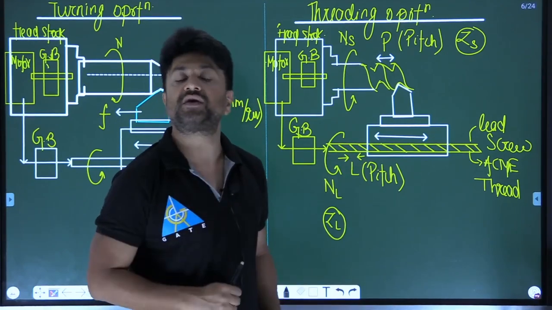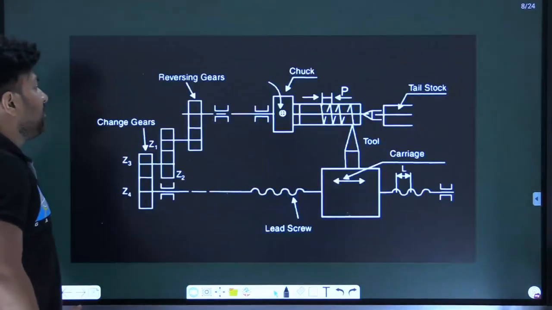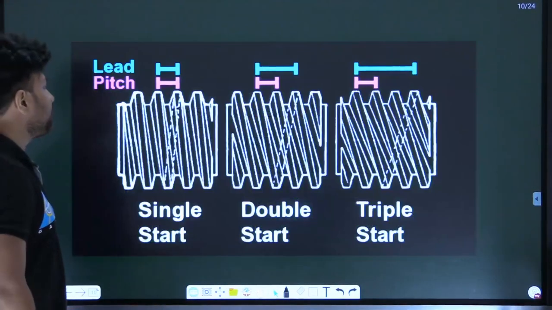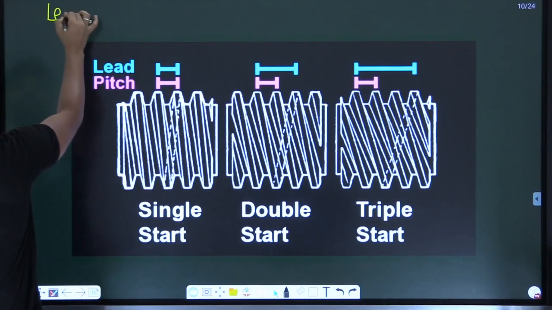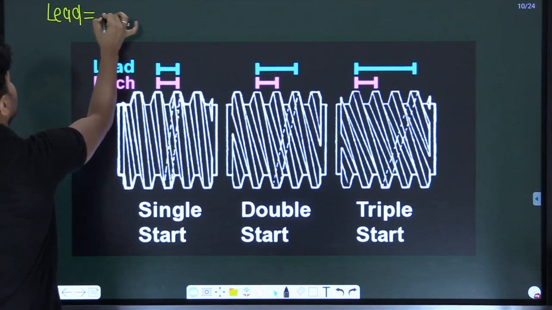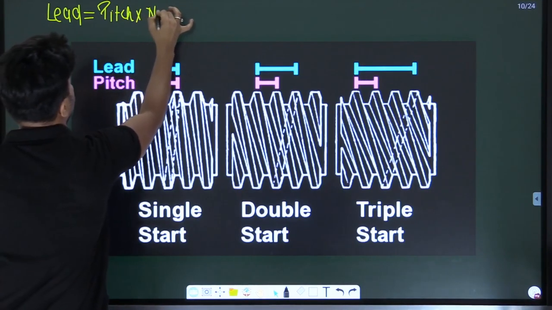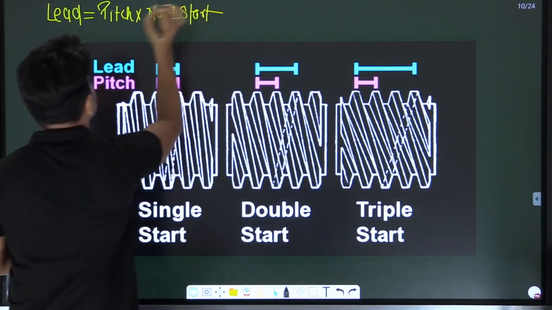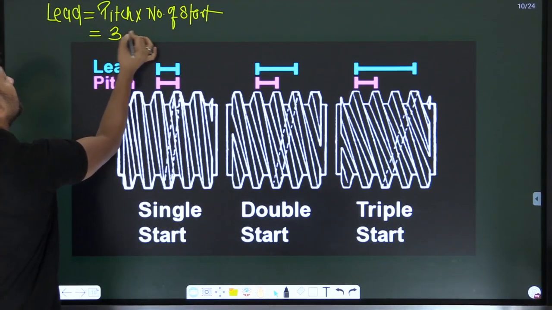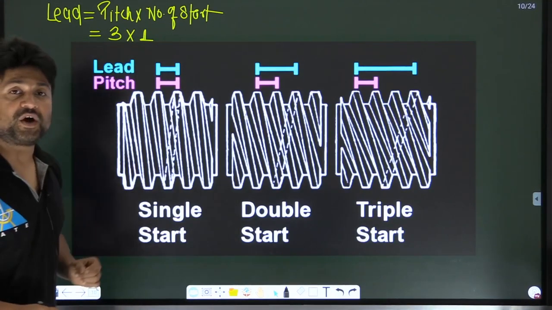Now the question is, sir, what do you mean by number of starts? Let me explain. The concept of number of starts is very simple. Basically, for that you have to see what is lead. Lead is pitch into number of starts. My dear, let's say pitch is 3 and number of starts is 1. It means what?